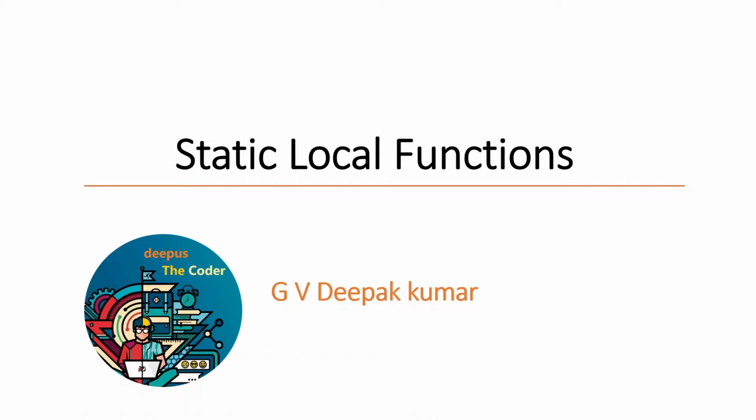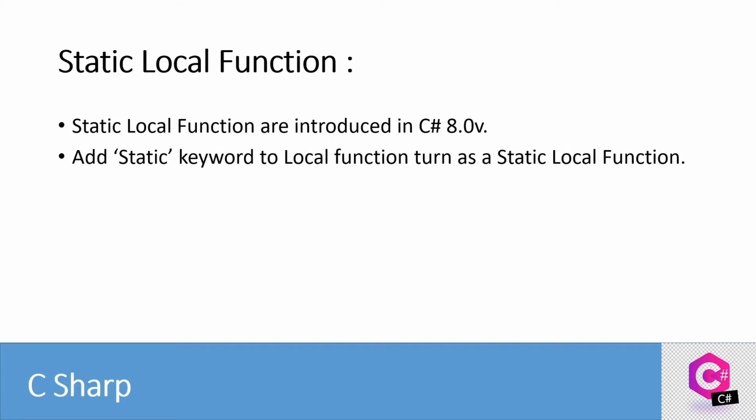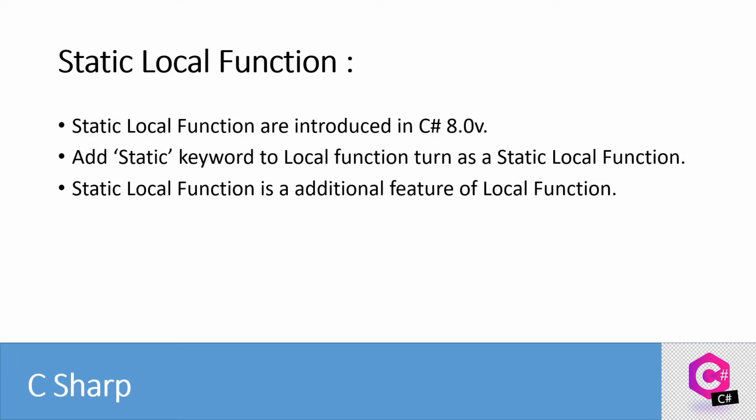Today we are going to learn about static local functions in C Sharp. Static local function is introduced in C Sharp version 8.0. If you add the static keyword to your local function, then it will turn into a static local function. Static local function is an additional feature of local function. That means there is not much difference between local function and static local function.